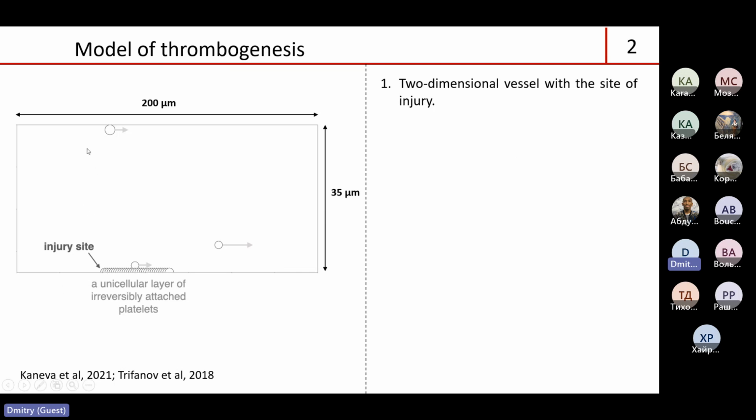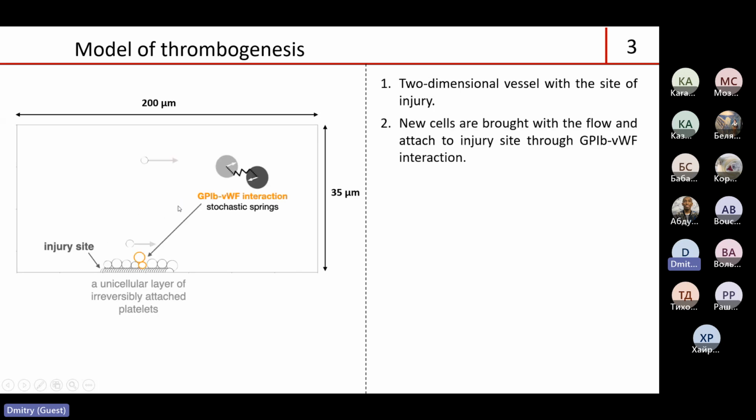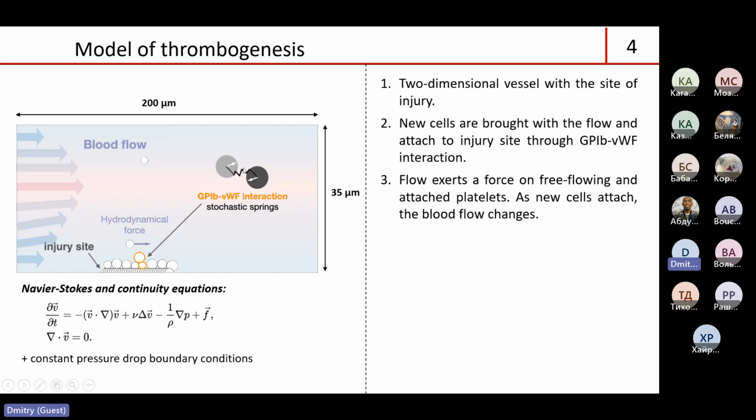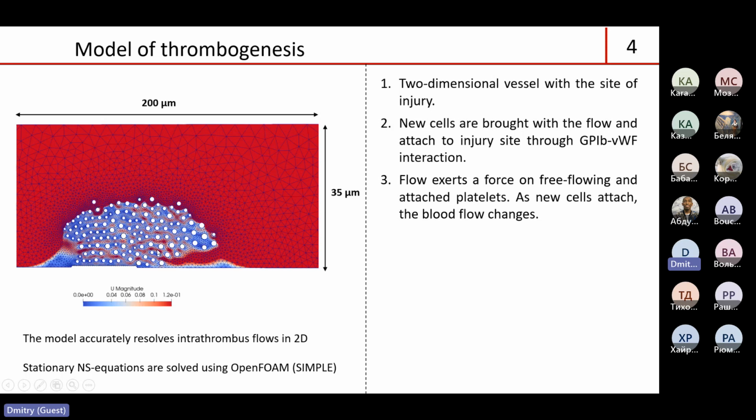The first part is pretty much the same as the mechanical model that I described before. We still have two types of interaction, GP1B–von Willebrand factor interaction described using stochastic springs. But as thrombi can grow really big in this case, of course we have to model the change of the velocity field. To do that, we solve numerically the Navier-Stokes equations. We consider stationary flow, and we recalculate it in case the thrombus geometry changes.